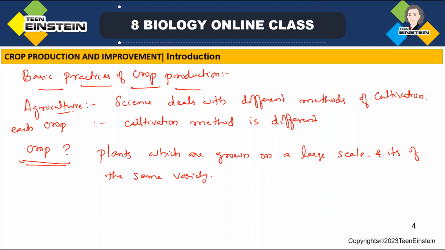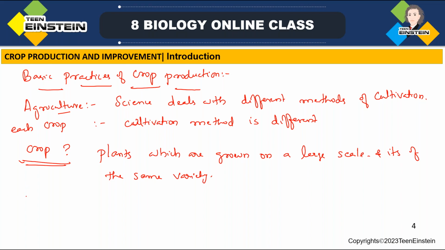And in the animal husbandry case, we can say that based on human demand, on the animal husbandry side, the farming is done. Okay, and crop means the plants which are grown on a large scale. Same variety of plant which are grown on a large scale, and based on the need it is done, right?